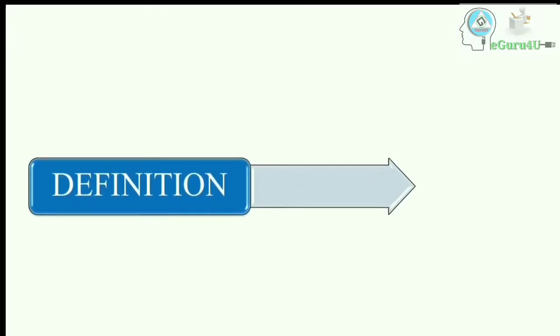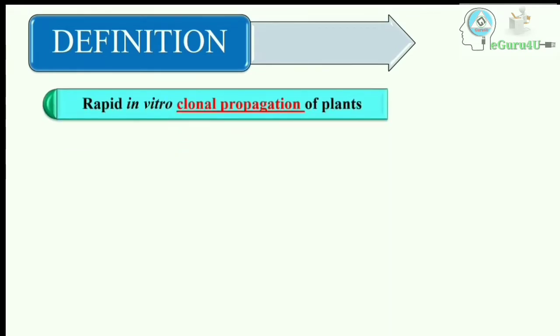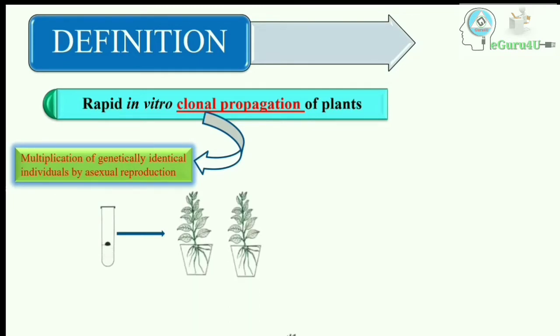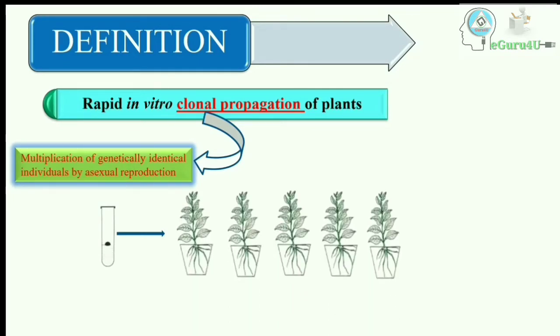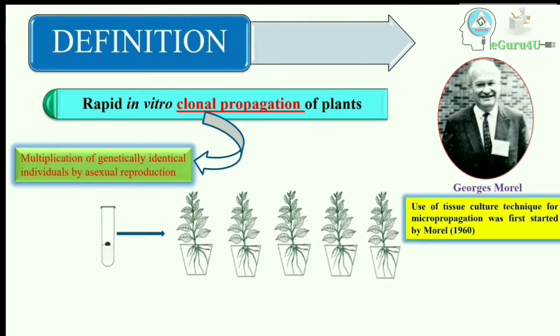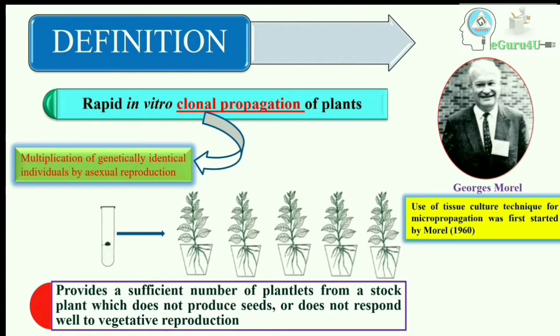Friends, micropropagation is defined as the rapid in vitro clonal propagation of plants. Clonal propagation means multiplication of genetically identical individuals by asexual reproduction. Here, you can see how an explant of a mother plant is developed into clones. Georges Morel was the first to use the tissue culture technique for micropropagation, in 1960, and it is now applied to several plants. Micropropagation provides a sufficient number of plantlets from a stock plant which does not produce seeds, or does not respond well to vegetative reproduction.